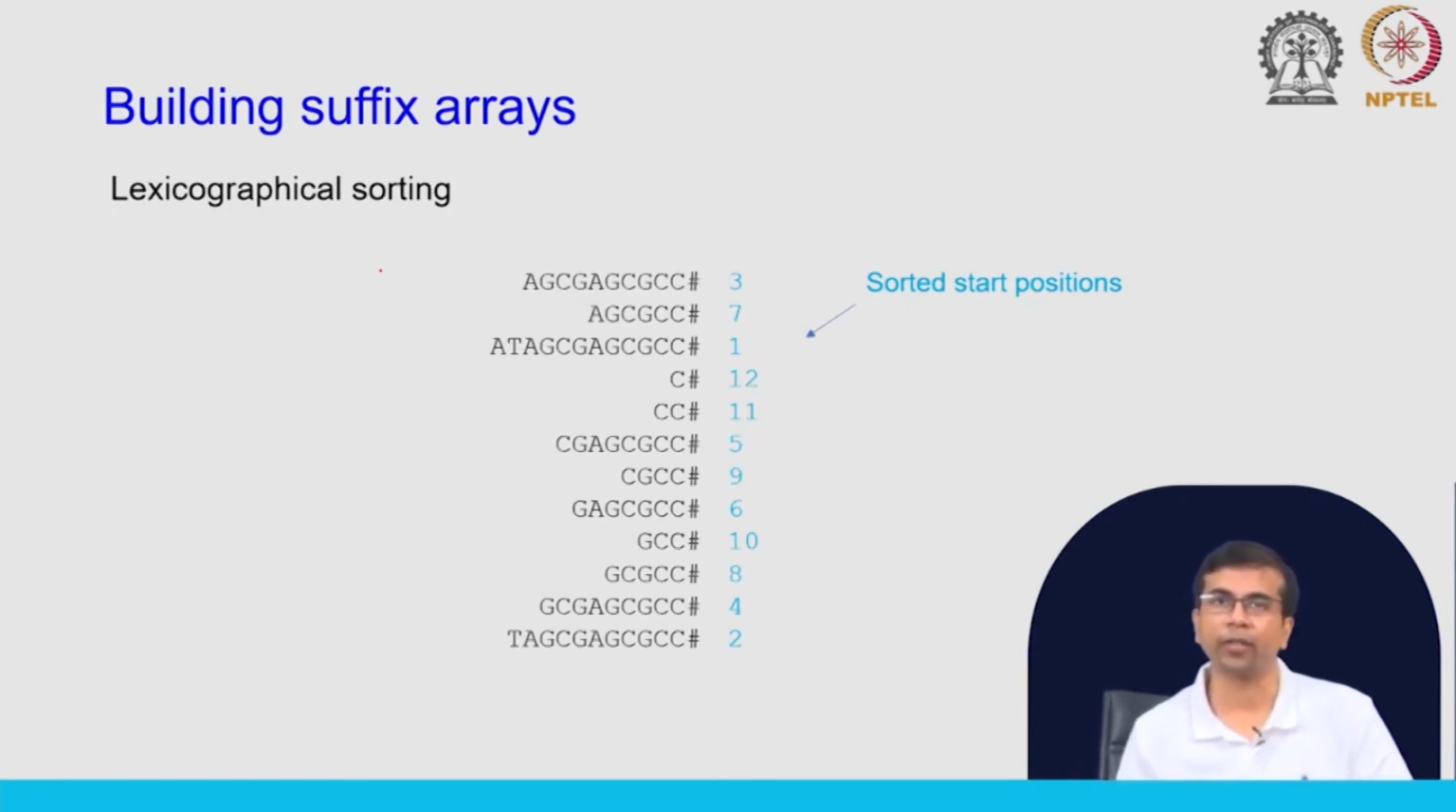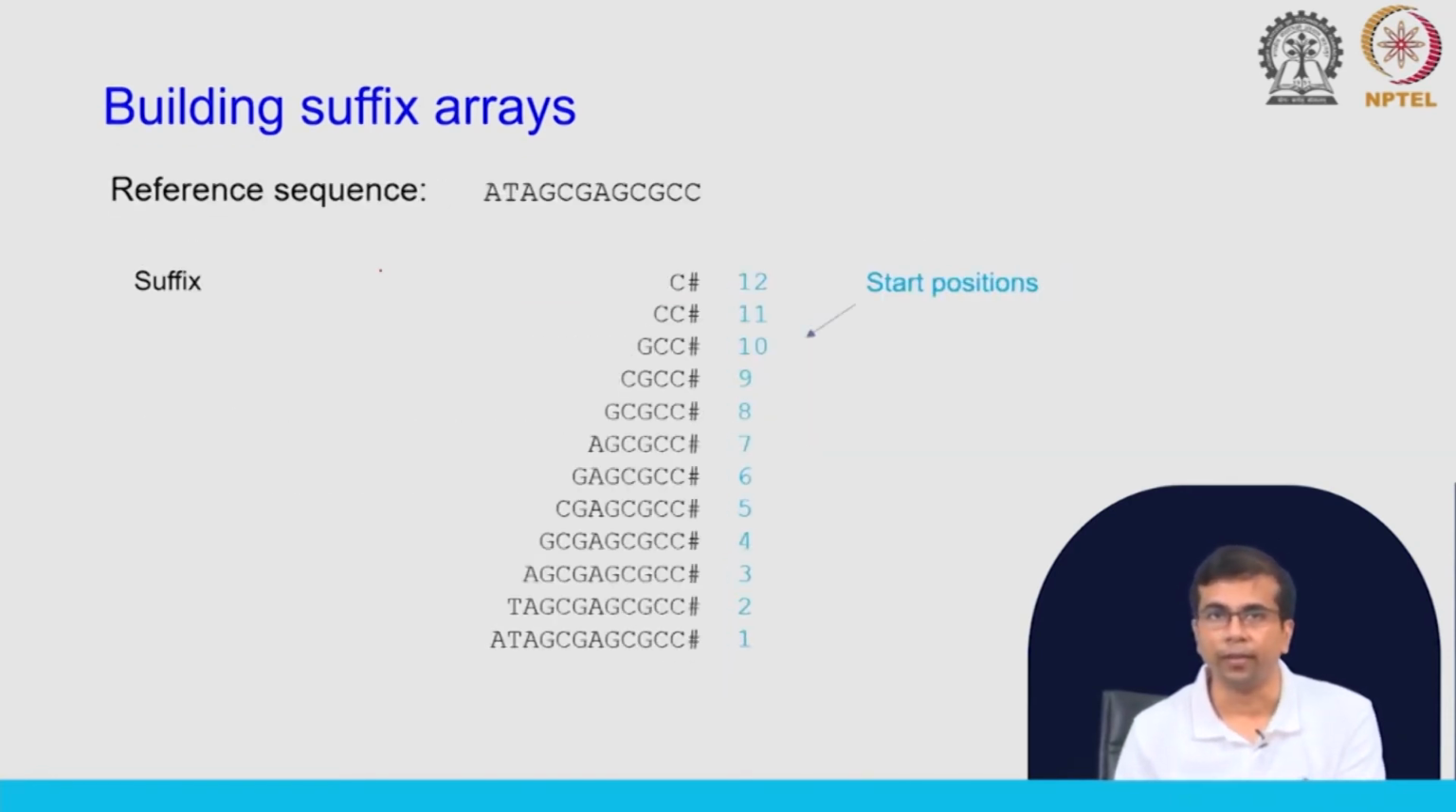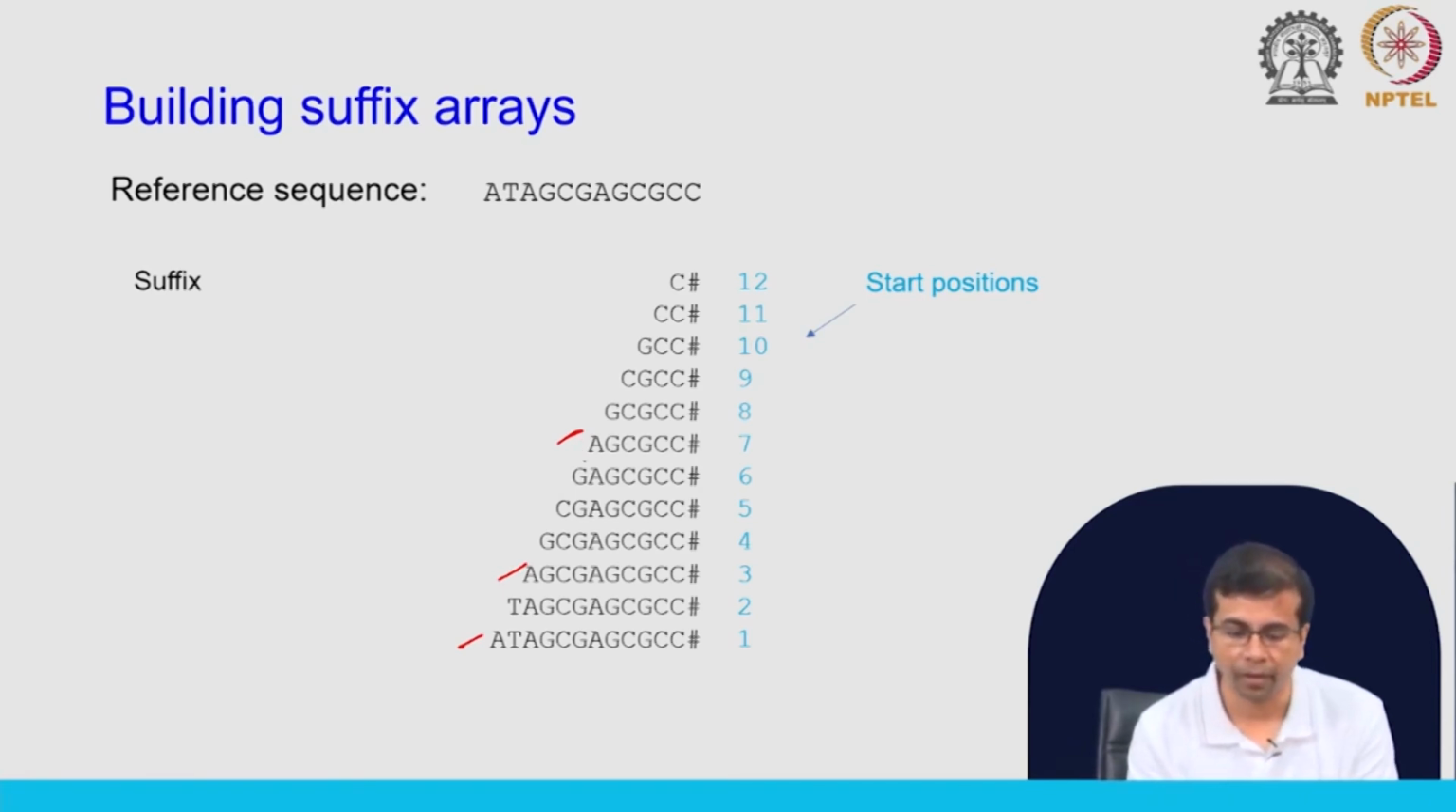If you are not familiar with lexicographical sorting, we first look at the first letter. Among all these suffixes, A comes first, so these suffixes will occur at the top. The lexicographical order is A first, then C, then G, then T. So, we start with these suffixes that have A in the first place. Then if the first letter is the same, we look at the second letter. In this case, this one is G and this one is T, which means this one will come afterwards, AT, because T comes after G.